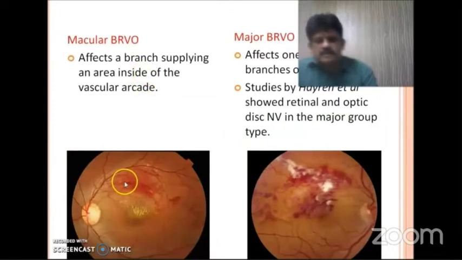This is a macular tributary vein occlusion, and the right-hand view shows branch retinal vein occlusion beyond the site of occlusion. See the lot of hemorrhages.